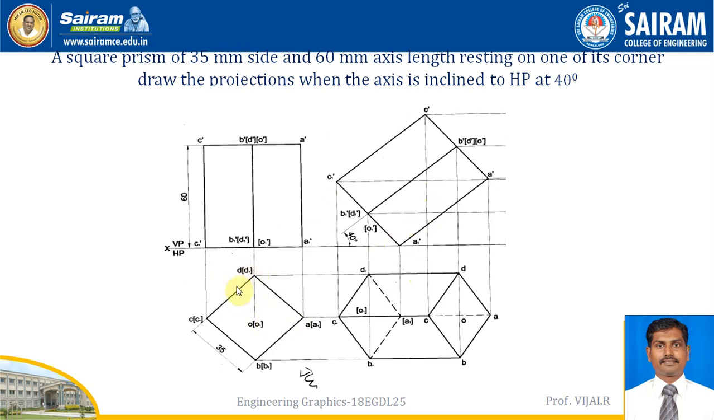As we said, in the top view of a square prism, these are all the edges and these are all the corners. So when we keep it in a corner position, we should keep it like this. It's 45 degrees. First draw a line, then draw 45 degrees from the reference line. Then what is the size? 35 mm side. So take 35 on the compass and mark all the sides. You will get a square like this.